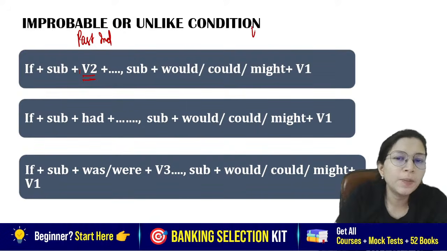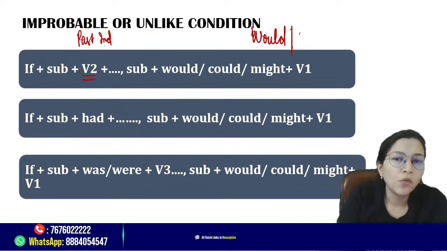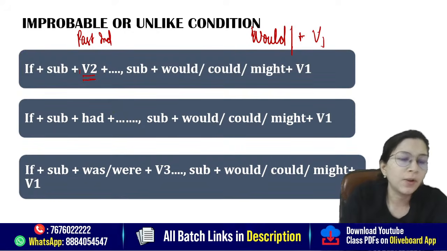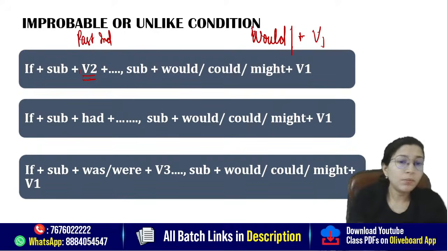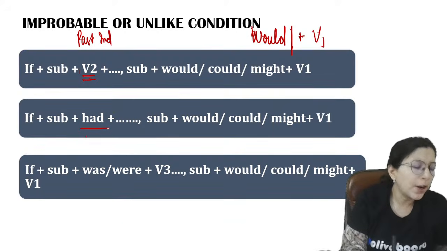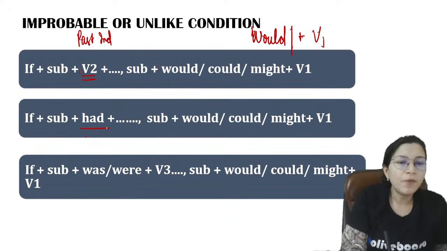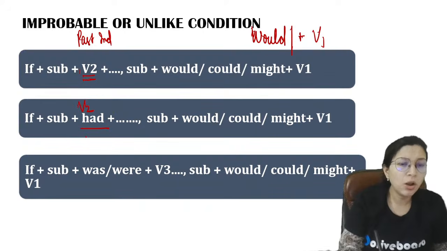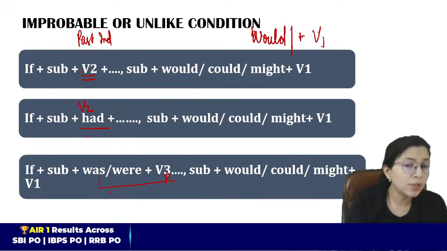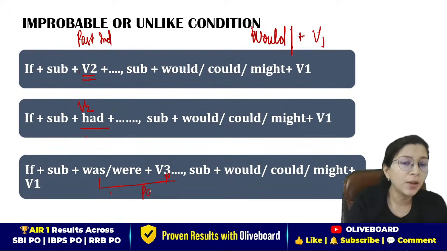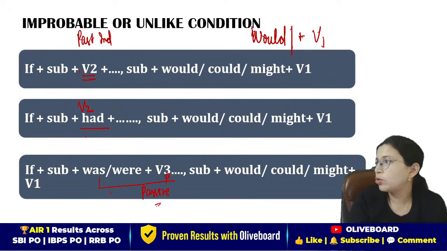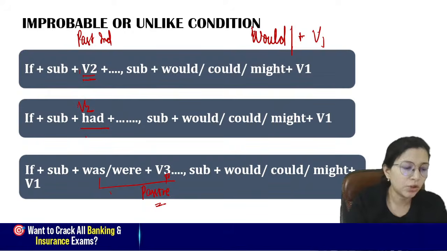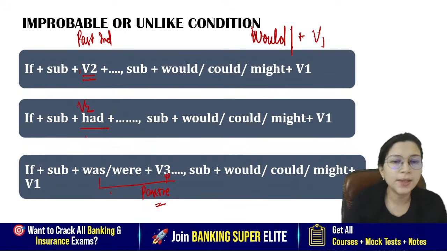And the principal clause will be the past form of modal, that is would, could, might plus V1. Would plus V1, could plus V1, might plus V1. In place of V2, had can also be used. I hope everybody knows that had is also V2. And this we can also use in passive voice. So we can say was, were plus V3. This structure can also be used, was, were plus V3, passive voice structure. That is the exceptional case, easy, I will tell you.